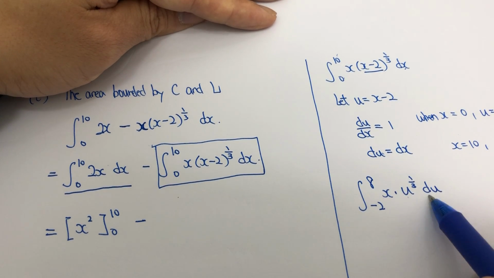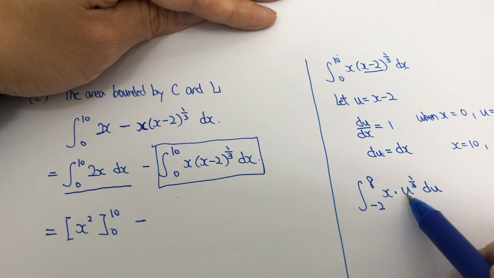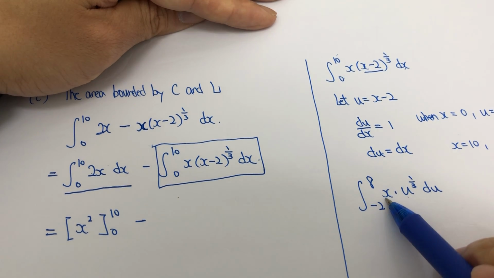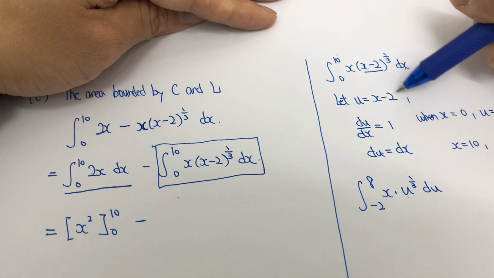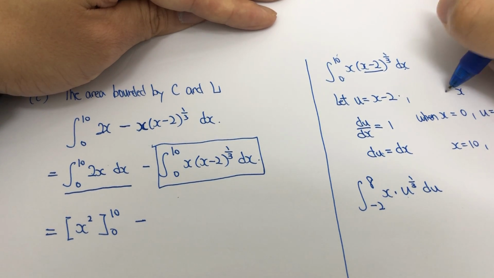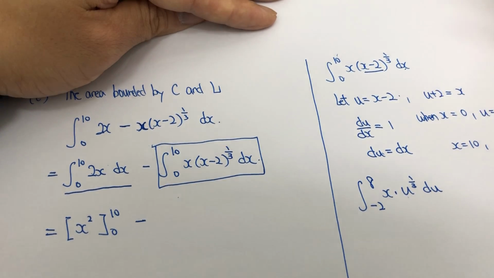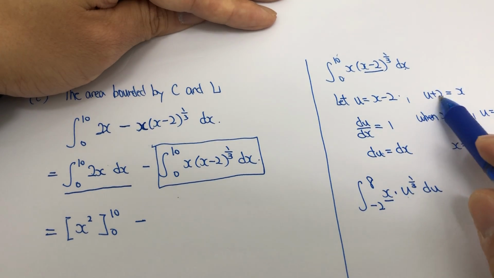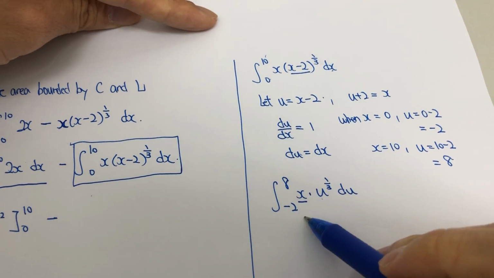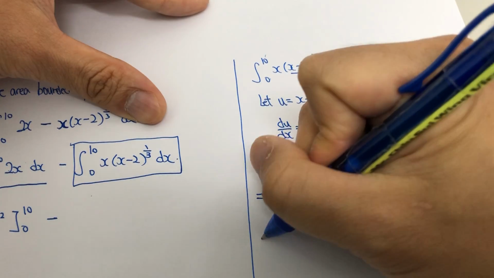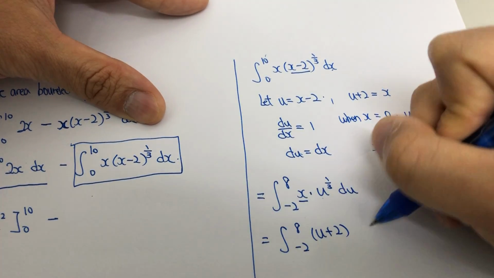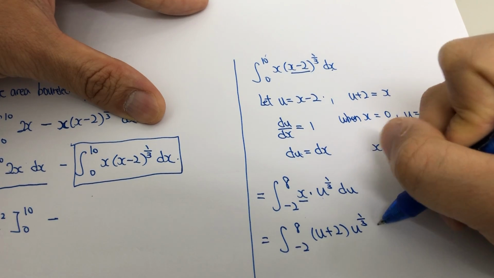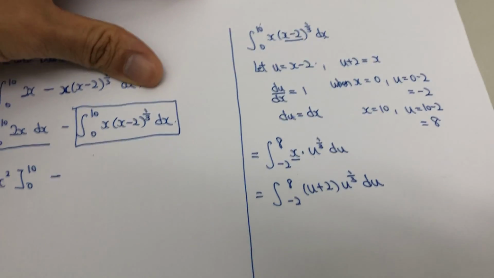But we have to make sure that all the things are in the same variable u, so we have to change the x in terms of u. So let's look at here. If u equals x minus 2, that means x equals u plus 2. So we could change x into u plus 2, and then times u to the power of 1 over 3 du. Okay?